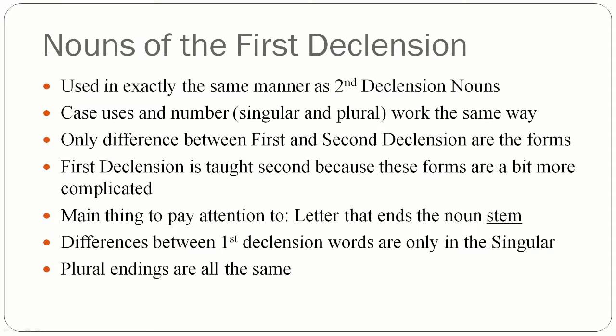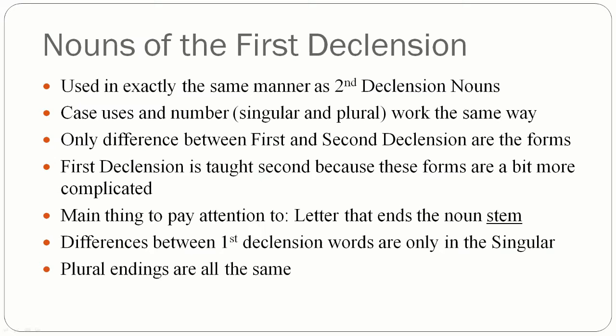Now let's go on then to the first declension nouns. First declension, the usage of this is exactly the same as the second declension. The only difference between these two are the forms, what the nouns look like, the pattern, the endings, the way the endings change. Otherwise, they will work exactly the same way in a sentence. First declension nouns have case, just like the second declension. They're the exact same cases. The cases work the same way. The only difference is in the way that they look and the pattern of how they change.